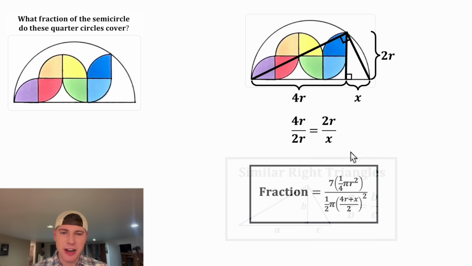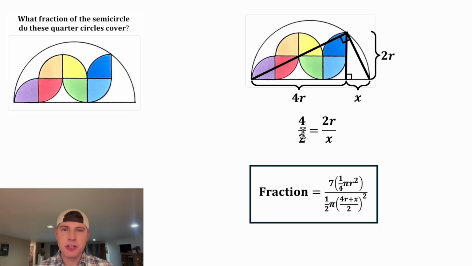And then we can simplify from here. On the left-hand side, the r on top and the r on bottom can cancel each other out. And 4 divided by 2 is equal to 2. And now to get rid of the fraction on the right-hand side, we can multiply both sides of the equation by x. The left-hand side is going to be equal to 2x, and the right-hand side is going to be equal to 2r. After we divide both sides by 2, we get x is equal to r. That means in the place of this x, we can plug in r, and in the place of this x, we can plug in r.